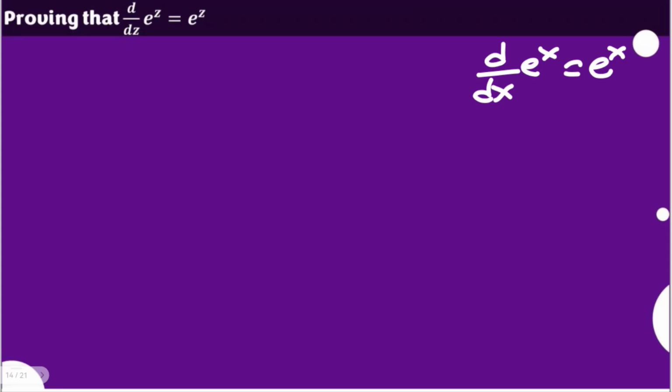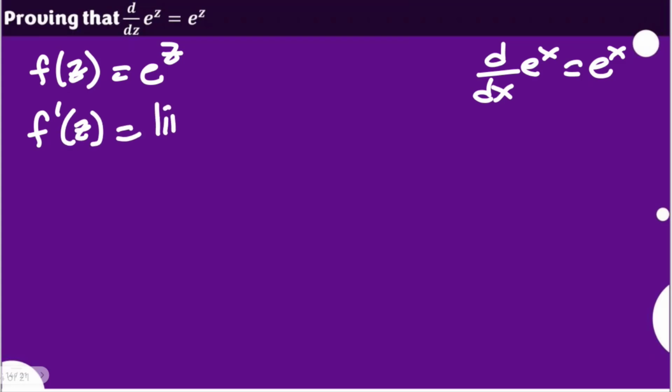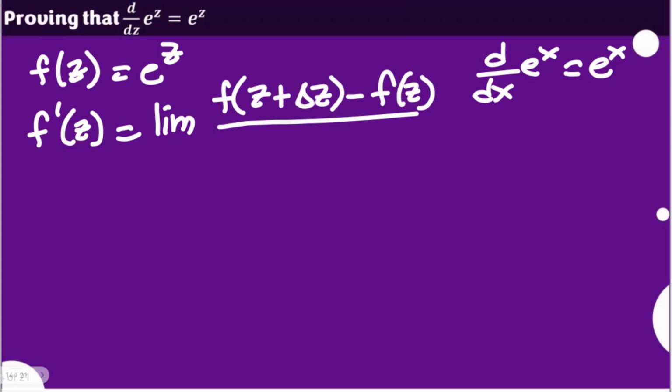The definition tells us that for any function f of z, in this case our e to the power of z, the derivative of that is equivalent to the limit of f of z plus delta z minus f of z, all over delta z as delta z approaches 0. So let's show this identity to be true using this definition. Of course, our function is e to the power of z.